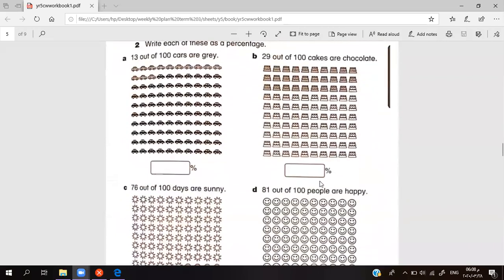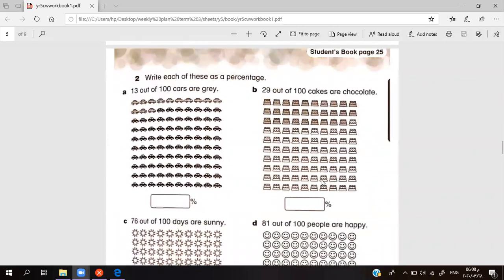What about here? He's saying write each of these as a percentage. He wants the percentage. 13 out of 100. What does 13 out of 100 mean? It means 13 over 100. Sorry, it's 13 not 12. 13 over 100. So the percentage is, it's very easy.